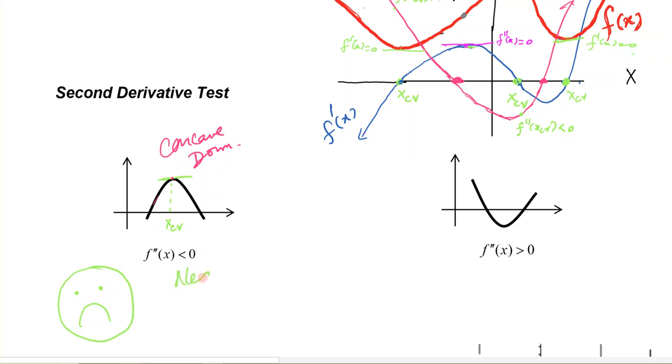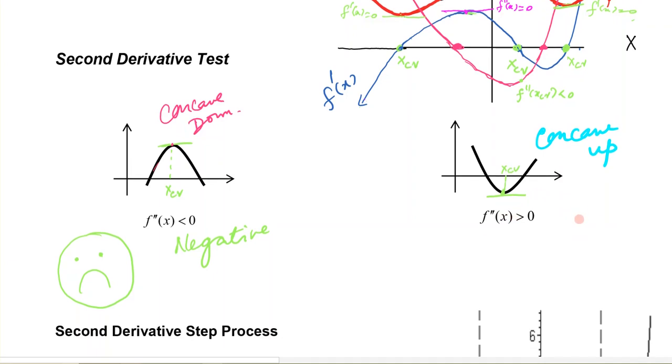And the second derivative is negative. So negative mood. Similarly, if you have something like this, then the curve is called concave up. And the second derivative for this curve is going to be positive, and the critical point, right? So this is your critical point where slope is 0. So here the first derivative is 0, but the second derivative is going to be positive.